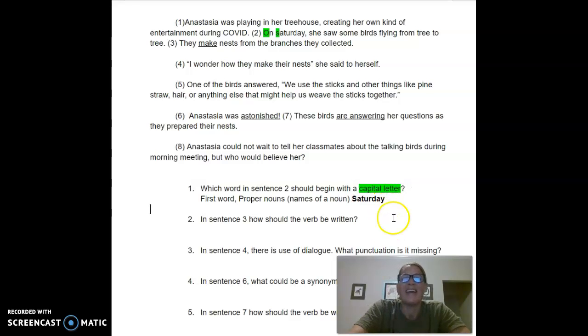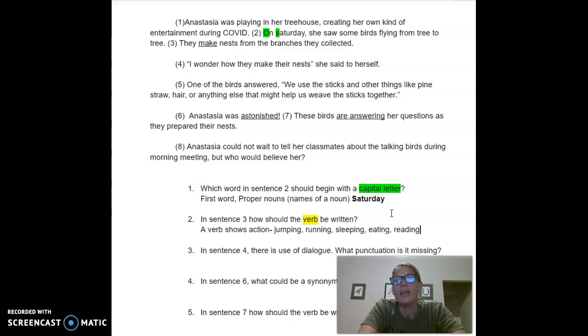All right. Number 2. Sentence 3. How should the verb be written? So I'm looking at the verb and I'm trying to decide what's the proper way of writing a verb. So again, I need to know, what is a verb? So I know that a verb shows action, like jumping, running, sleeping. Even though you're not doing anything, you are sleeping. That is a thing. Eating, reading, etc. Okay? So let's go back and see if we can find a word that shows action in sentence 3. And it's underlined. So there we go.